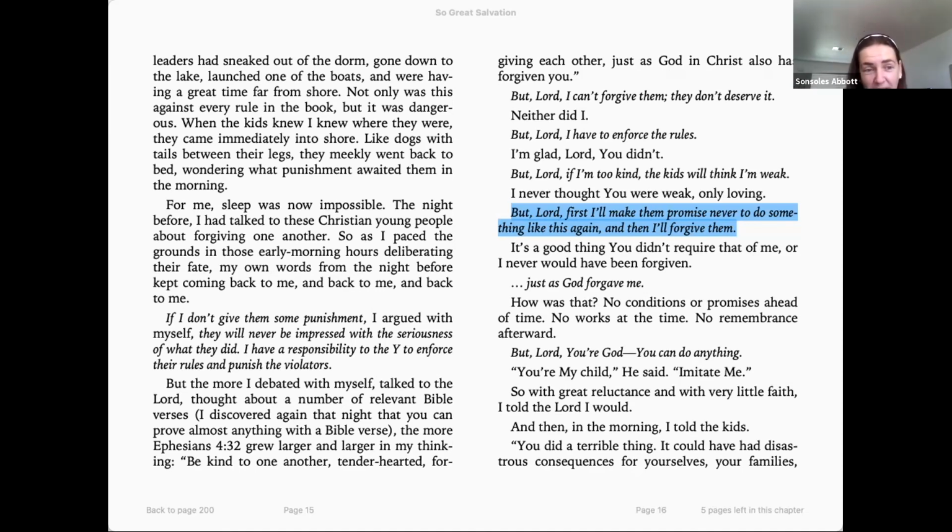If I don't give them some punishment, I argued with myself, they will never be impressed with the seriousness of what they did. I have a responsibility to the Y to enforce the rules and punish the violators. But the more I debate, I continue.